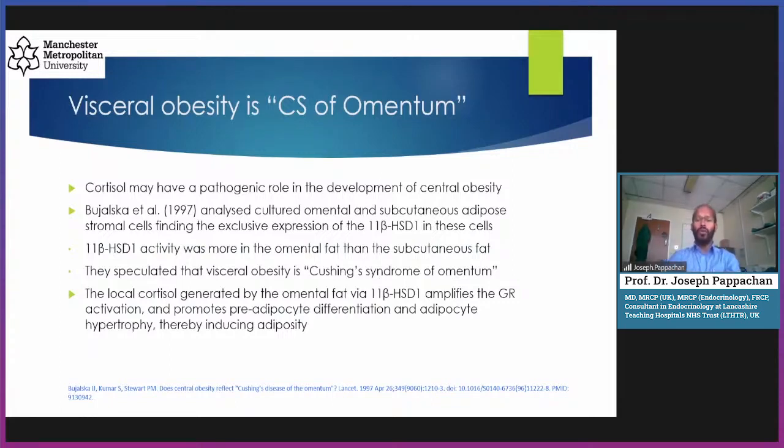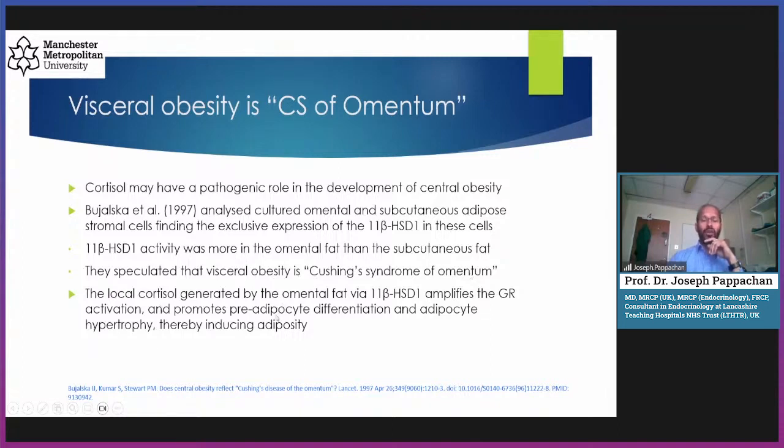Cortisol may have a pathogenic role in the development of central adiposity, as described by Bujalska et al. in the early 1990s. They analyzed cultured omental as well as subcutaneous adipose stromal cells, finding exclusive expression of 11-beta HSD in these cells. This increased activity of 11-beta HSD in the omental fat compared to subcutaneous fat led to the proposal that visceral obesity is a Cushing syndrome of the omentum.